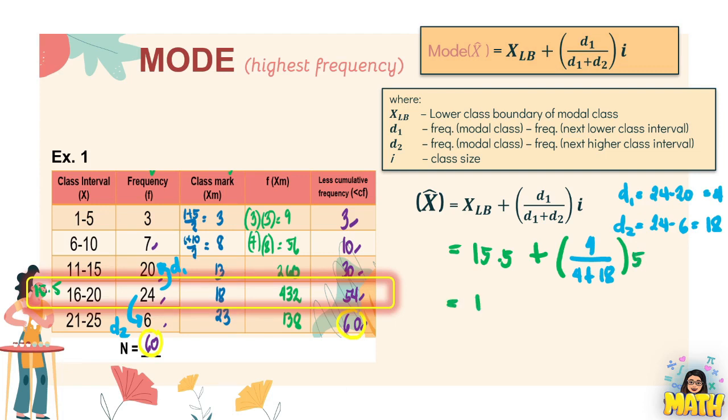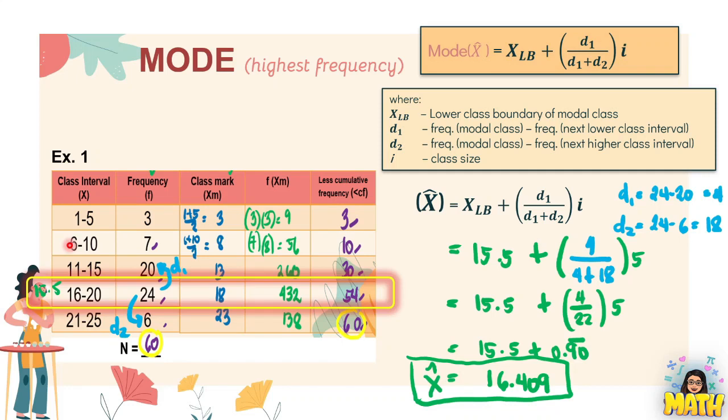So, now let us just compute for the following. 4 divided by 4 plus 18, 22 times 5. 4 times 5, 20 divided by 22. We'll have here 0.90. Add this to 15.5 plus 0.90, 16.409. Therefore, in this set of scores, the most frequent score is about 16.409. Okay? So again, don't forget, hanapin po muna yung modal class, which is the class interval with the highest frequency. Then, substitute the value of these variables that depend on this modal class.